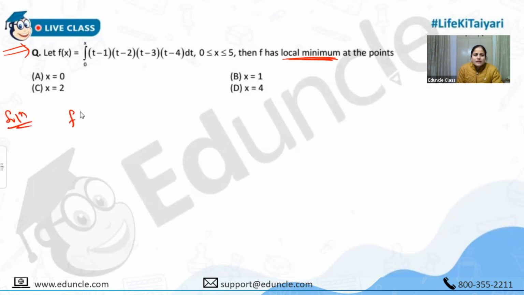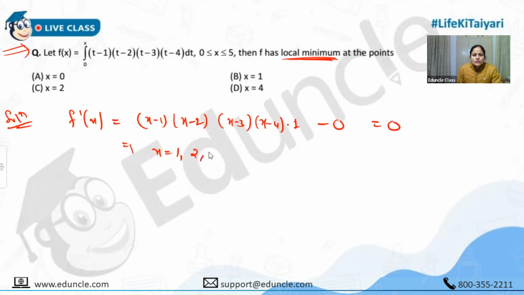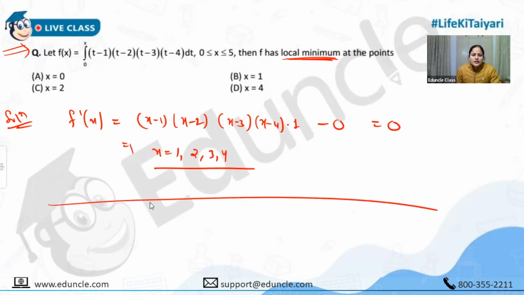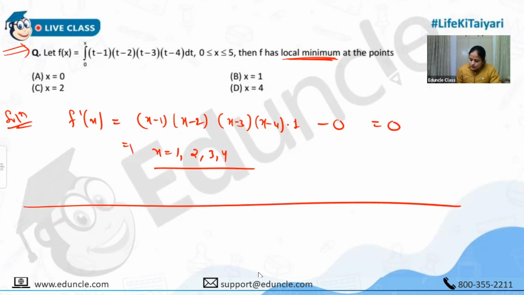We'll take the derivative by the Leibniz rule. So f dash x is equal to (x minus 1)(x minus 2)(x minus 3)(x minus 4) into 1 minus 0. I need to take it 0. So this will imply x is equal to 1, 2, 3 and 4. I am having here 4 critical points. चलिए, identify कौन सा point maxima है, कौन सा point minima है.